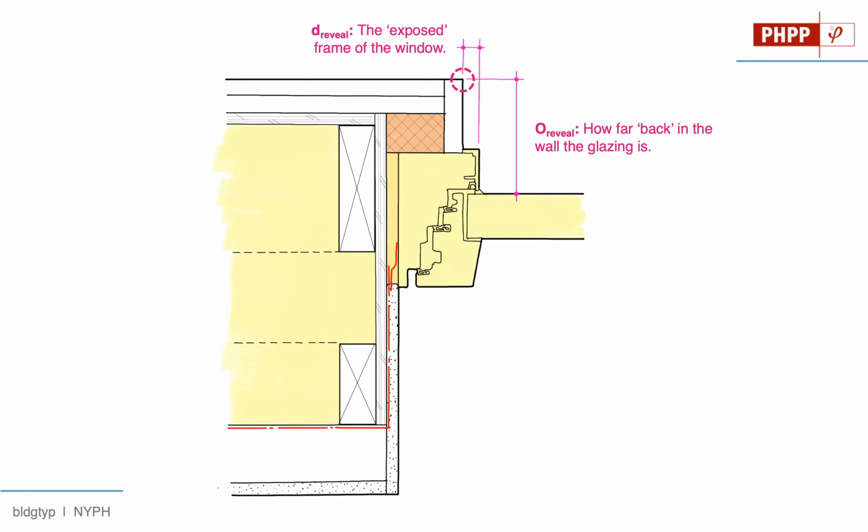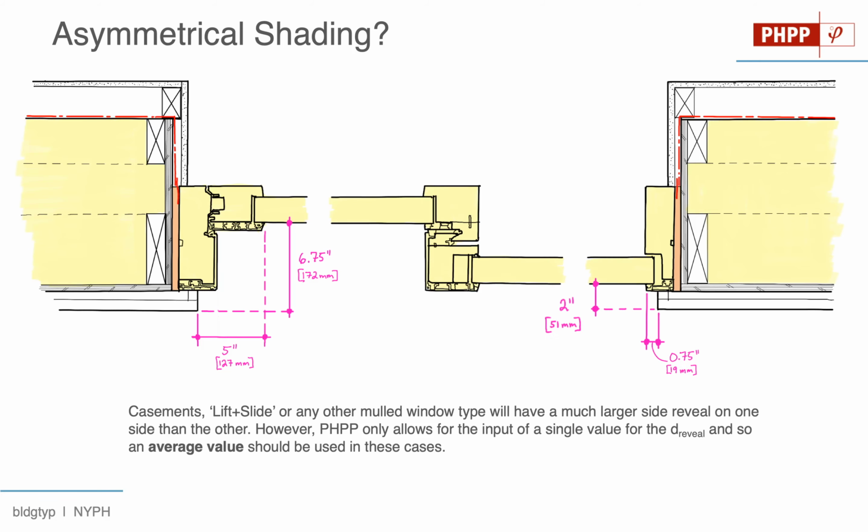Now, that would be the case for a typical, normal window, but what if you have an asymmetrical situation? For instance, any type of mulled window will have a larger reveal on one side than the other. However, the PHPP only allows us to input a single value for the side reveal. And so the best we can do in the PHPP is to insert or calculate an average reveal.